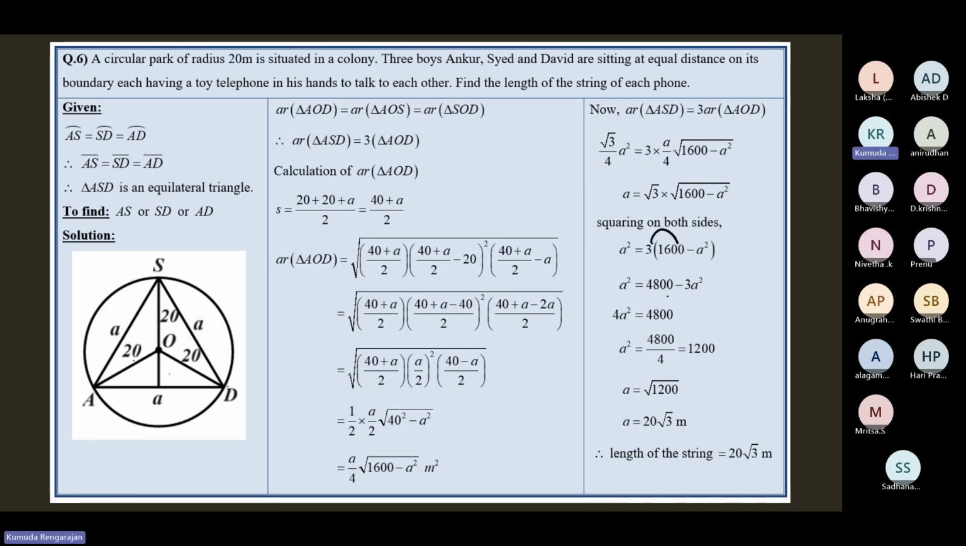So a square is equal to 4800 minus 3a square. Then transpose minus 3a square to this side, so it will become 4a square, that is a square plus 3a square. 4a square is equal to 4800. A square is equal to 4800 divided by 4, so a square is 1200. A is equal to square root of 1200. Doing prime factorization, you will get 20 root 3. A is equal to 20 root 3. So the length of the string each boy has is 20√3 meters.